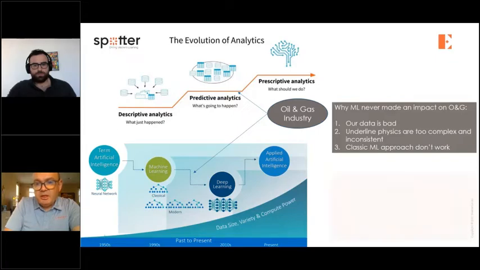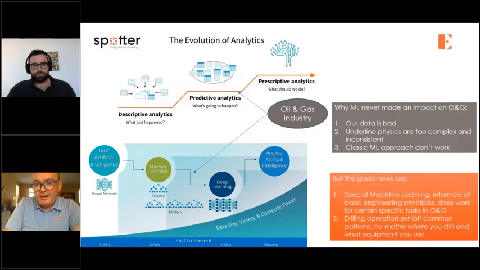So these are all the bad news. Now, the good news is that we found out that some very special machine learning technologies that are informed by basic engineering principles can still be very, very efficient for oil and gas when applied to very narrow, specific tasks, not big things. You need to go for very small tasks, and this is how the digital transformation may happen: if you break it down into small tasks and have different types of machine learning doing these different tasks for you.